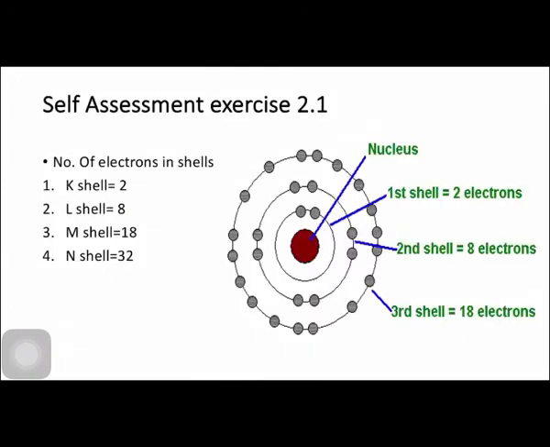Next is the self-assessment exercise 2.1. Before doing this, let me tell you that each orbit has a maximum limit for the number of electrons which it can hold. We can represent the shells with letters K, L, M, and N. K is the first shell and it can hold a maximum of 2 electrons. L is the second shell and it can hold a maximum of 8 electrons. M is the third shell and it can hold a maximum of 18 electrons. And if we have a fourth shell over here, then it can hold a maximum of 32 electrons, and so on.